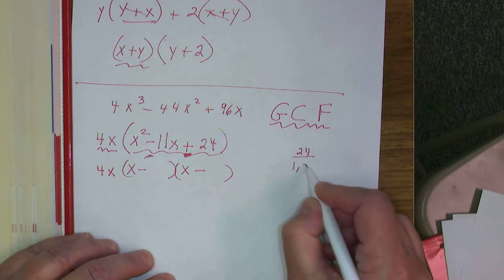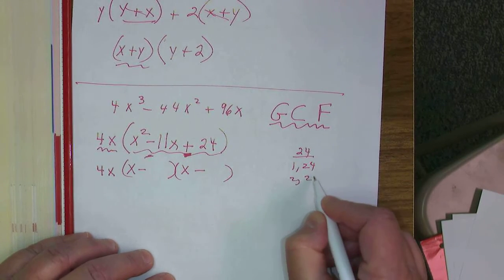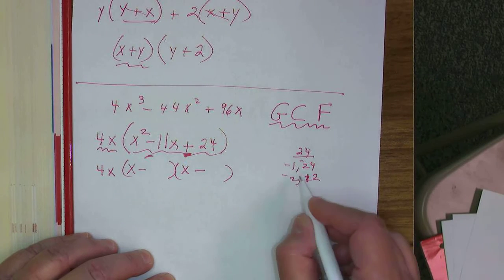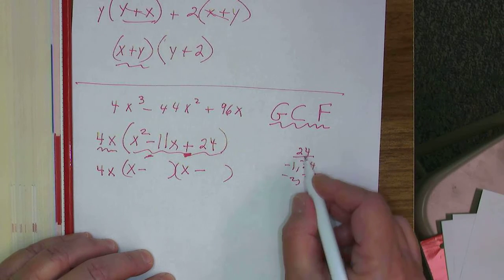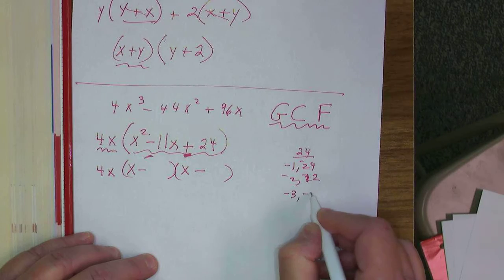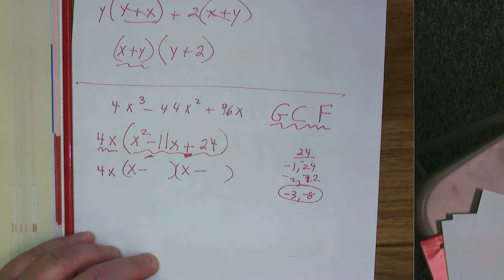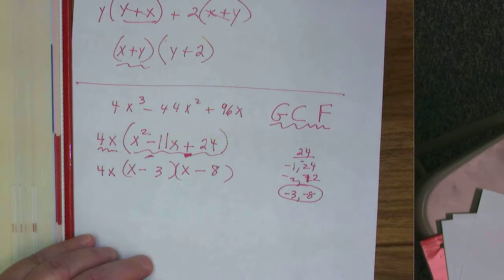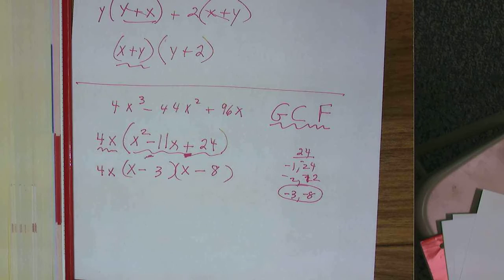Well, you can pair them up if you're not sure, but hopefully, whoops, that's a 12. And hopefully you already saw, by the way, these would be negative, because we want the two negative ones that would equal 24. And hopefully you already saw that it should be those two right there. So an x minus 3 and an x minus 8. And that's the way that would factor.